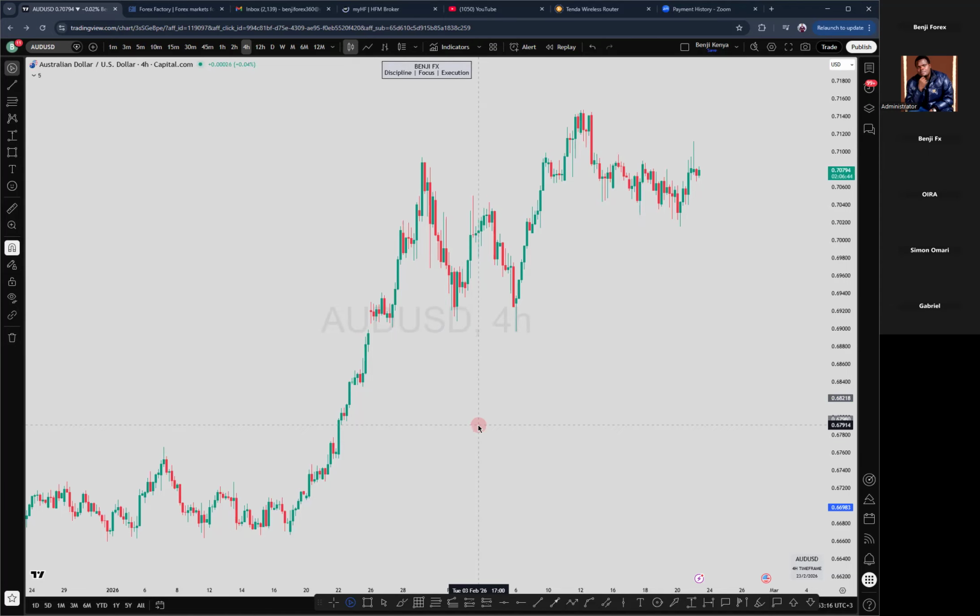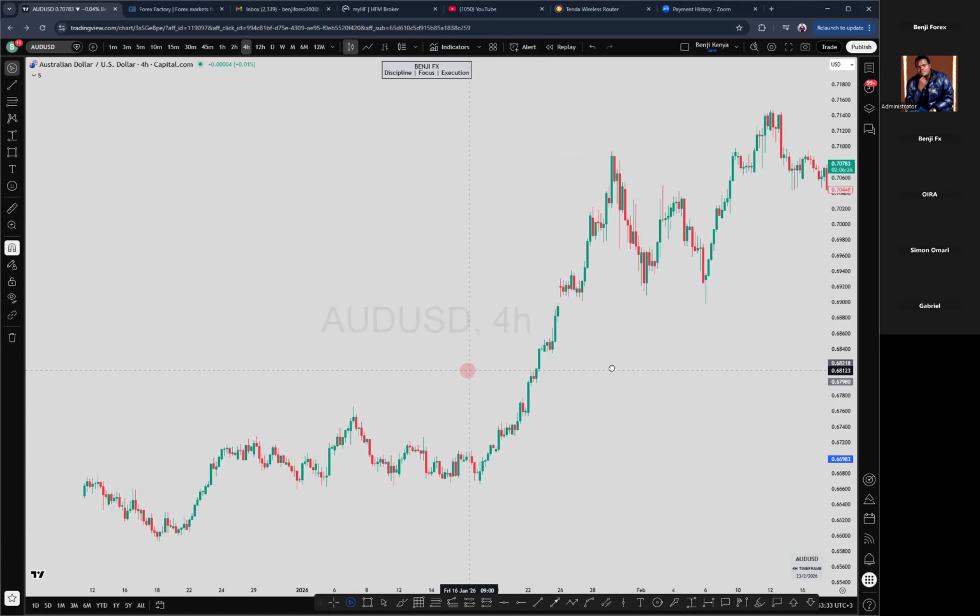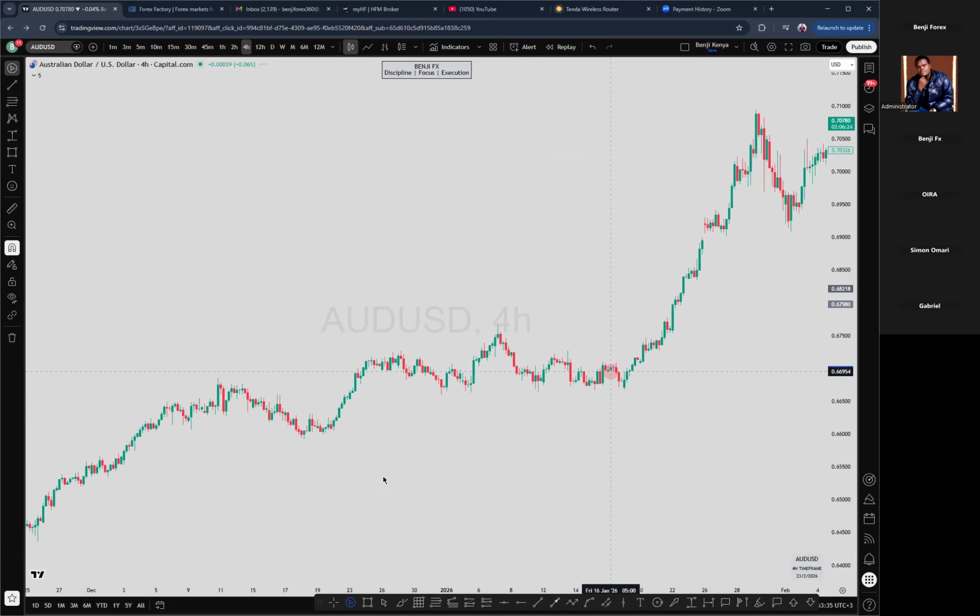Now this is AUD USD on the H4. Confluence factors to consider: number one, trend direction, and you have to check it on the higher time frame. You can check it on the daily, the weekly, the monthly, the H4. That's higher time frame basis. Looking at AUD USD, it is in an uptrend, and this uptrend is characterized by higher highs and higher lows.